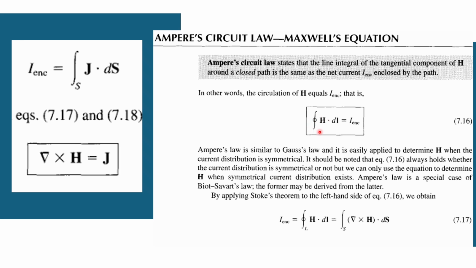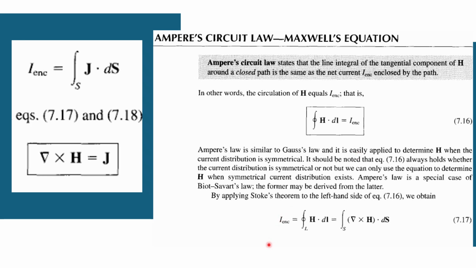So H is your field intensity. The field intensity integrated along this path L is equal to the total current carried in that loop. That is Ampere's law. It is very similar to Gauss's law. This is the main formula that you should remember: ∮H·dl is equal to I enclosed. This very important Ampere's law will be used to find the magnetic field intensity.